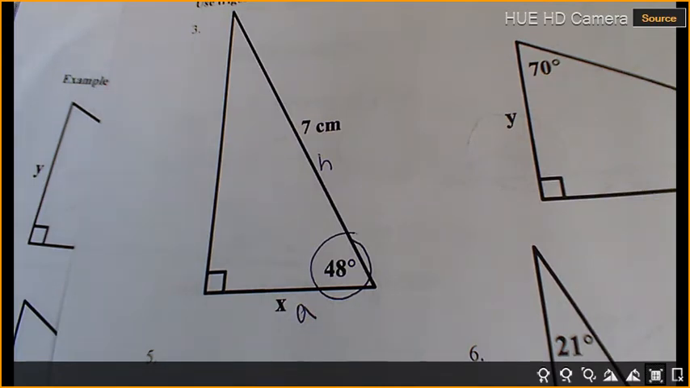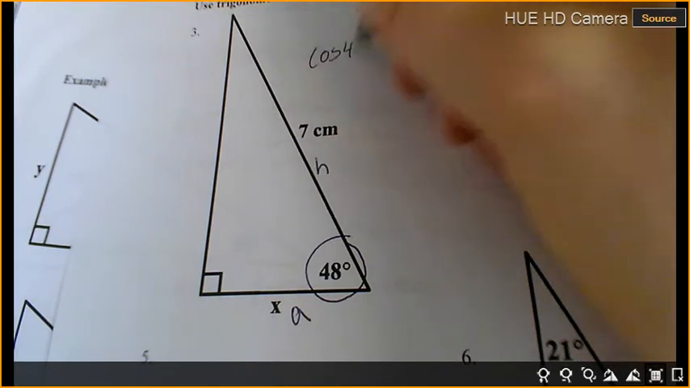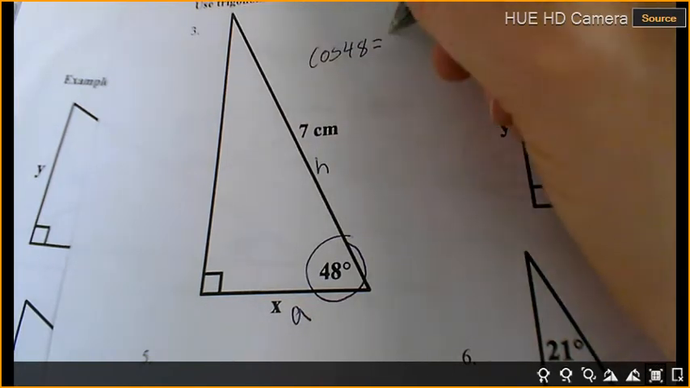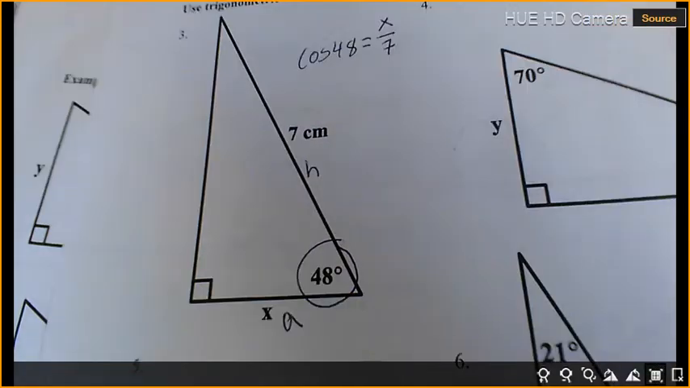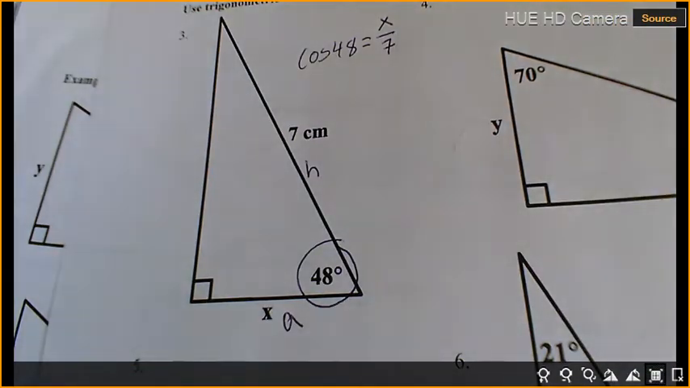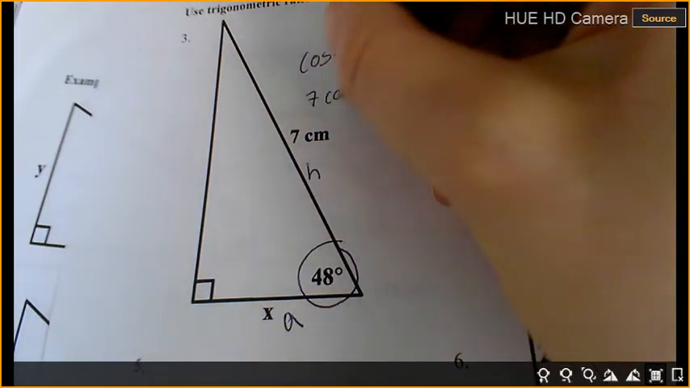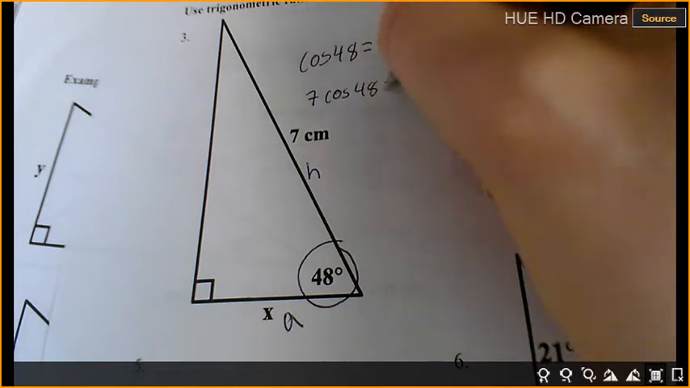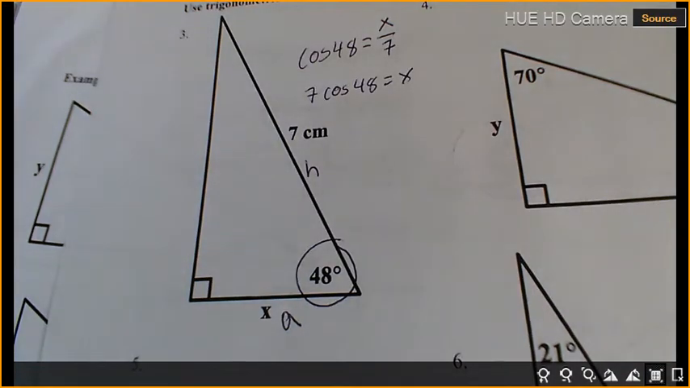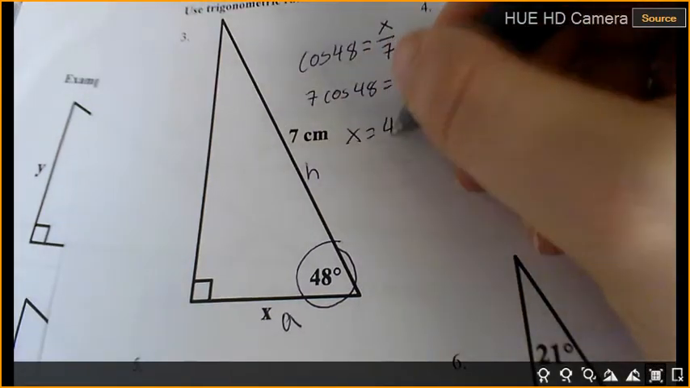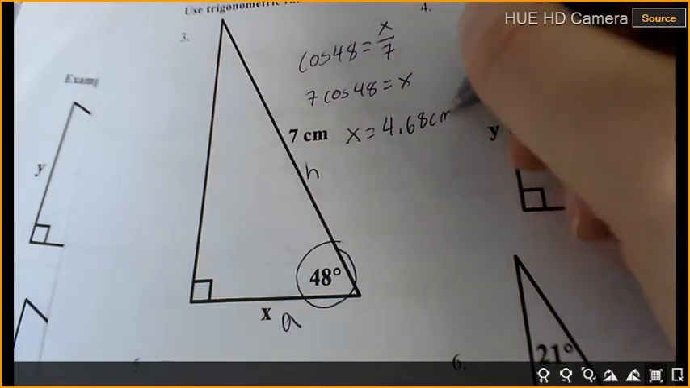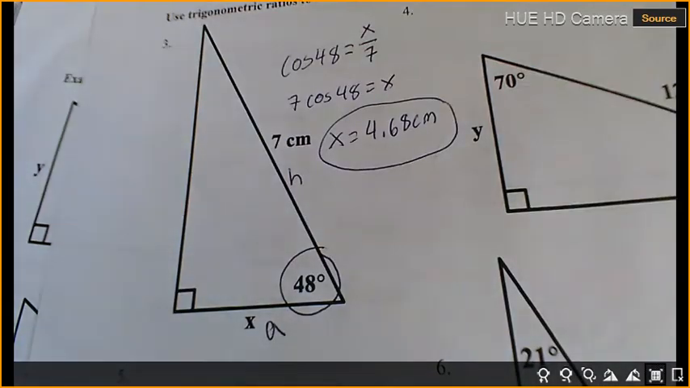Cosine. Good. So we go cosine of the angle, 48, equals the adjacent, so that's x, over 7. So then we go 7 cosine 48 equals x. And I need somebody to do this for me because my calculator just died. What is 7 cosine 48? So x equals 4.68 centimeters. And it's not the area, it's the length, right? So it's not squared.